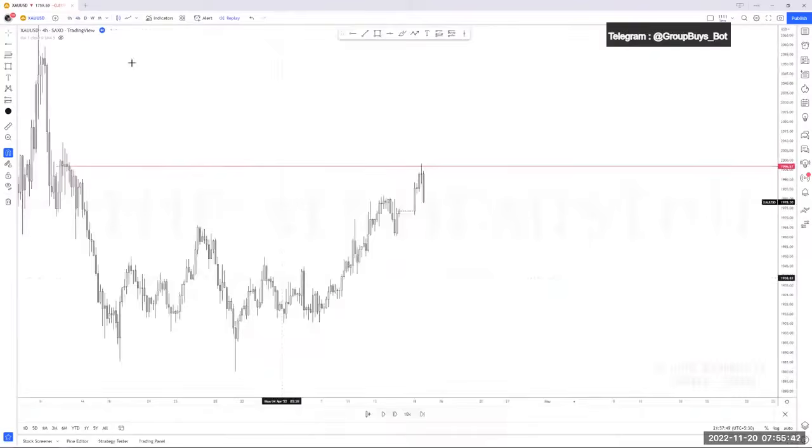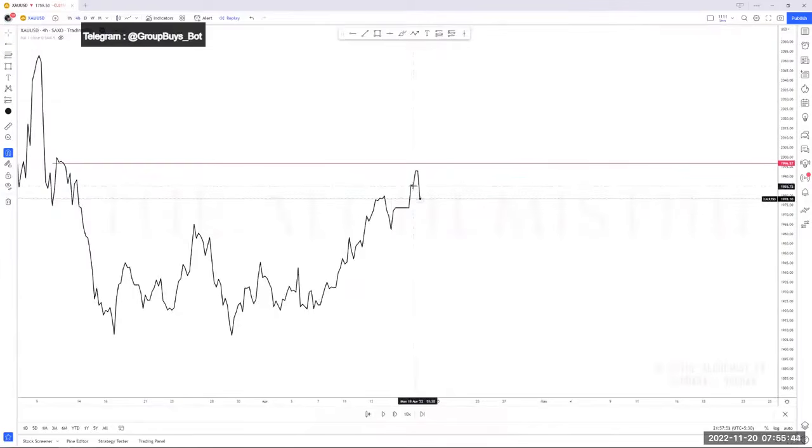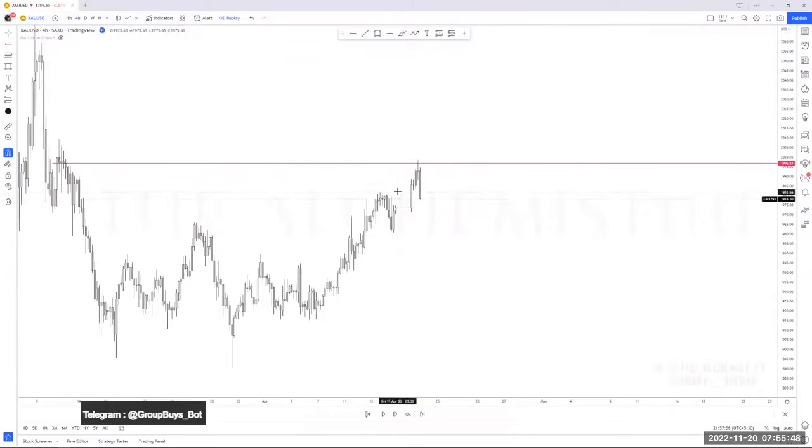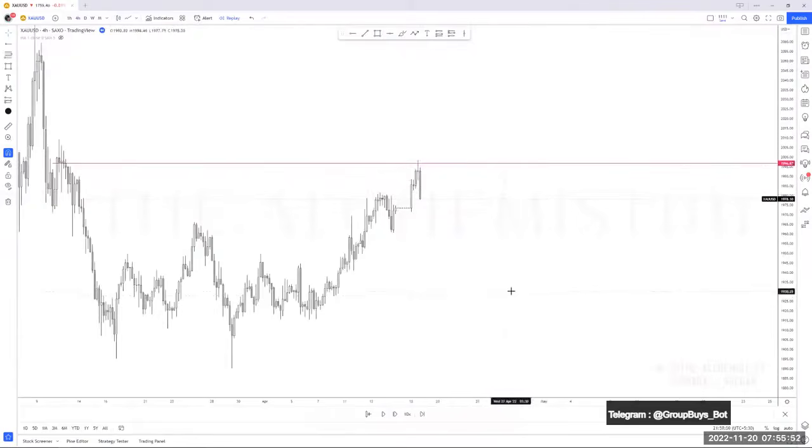Can you see it? Breakout structure. Can you see it? Very clear breakout structure. So we have the confirmation. Daily has tapped into daily, closed below the daily. 4-hour has broken structure.